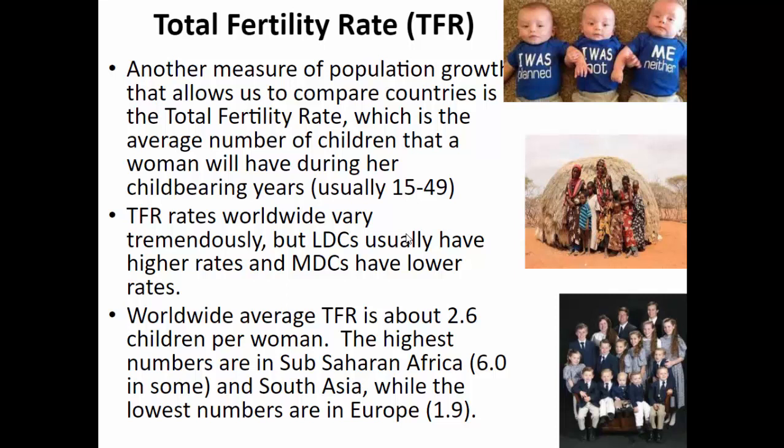Now, TFRs vary widely, but LDCs usually have higher rates and MDCs have lower ones. LDCs have more kids per woman. MDCs have fewer kids per woman. And again, worldwide TFR is about 2.6. So the average woman worldwide is having 2.6 kids, all right, in her lifetime. The highest number is Sub-Saharan Africa, 6 children per woman in some of those countries. Also South Asia, very high. The lowest numbers are in Europe, where the average woman is having just 1.9 children per woman.